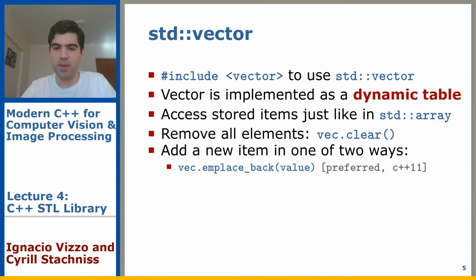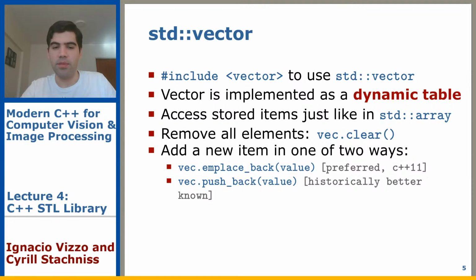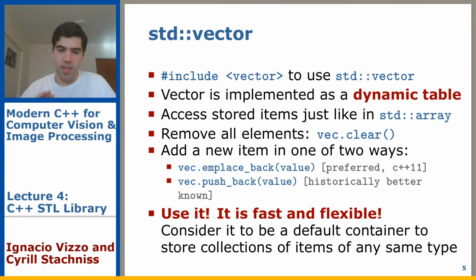This is something that started to be in the C++11 standard. And if not, you can also use push_back. That is historically the most used one, but nowadays you should use emplace_back instead of push_back, right? And then the take-home message is use it. It's fast and flexible. And this should be your default container for any sort of collections of items of the same type, right?